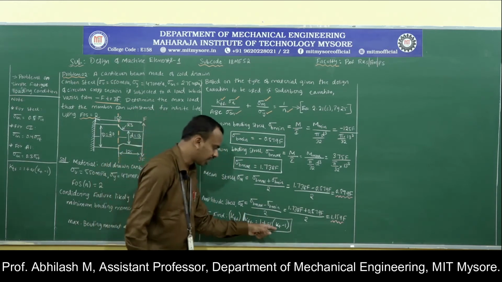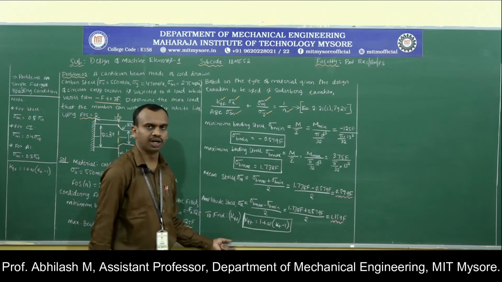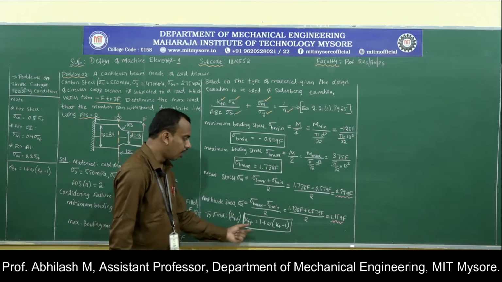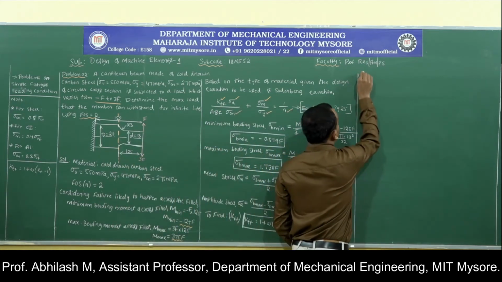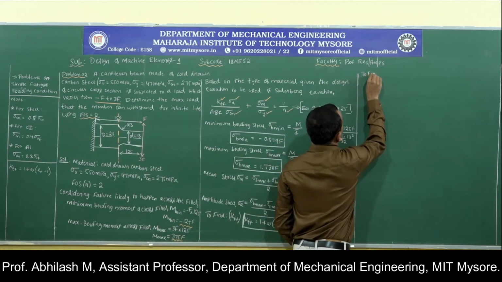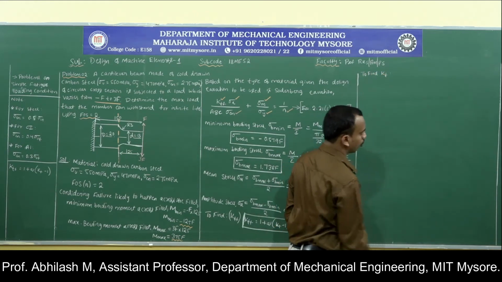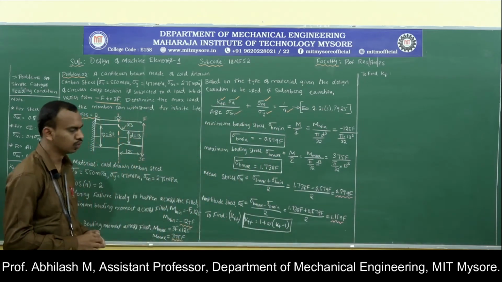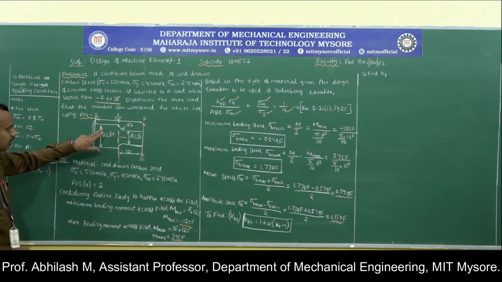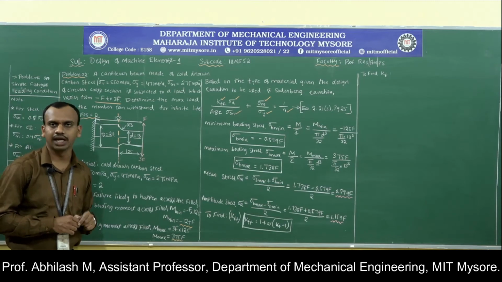Here we are supposed to calculate the value of KT and then substitute it in order to obtain the value of KTF. How do we find the value of KT? What we are supposed to do is look into the sketch in order to find the theoretical stress concentration, that is, the KT value.